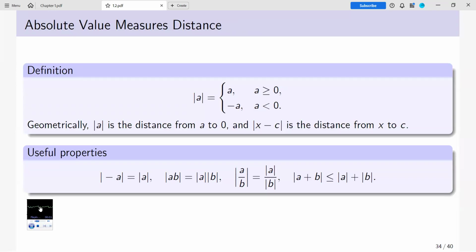Absolute value represents distance from the origin, so it is never negative. For instance, both 5 and -5 are at a distance of 5 units from the origin.